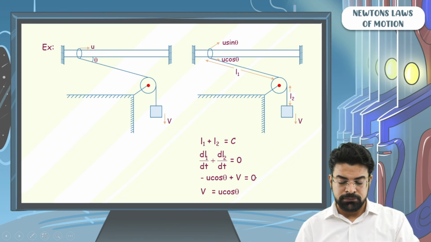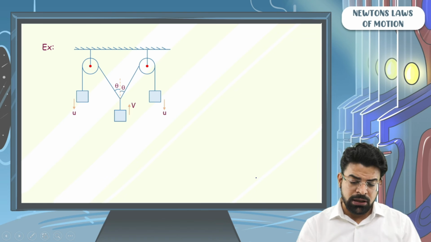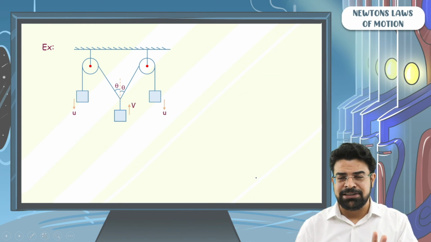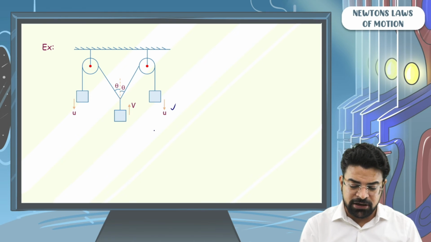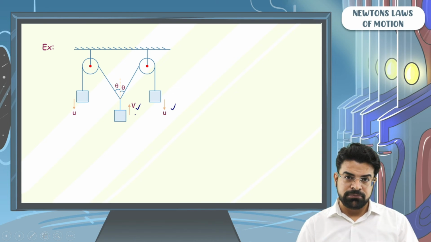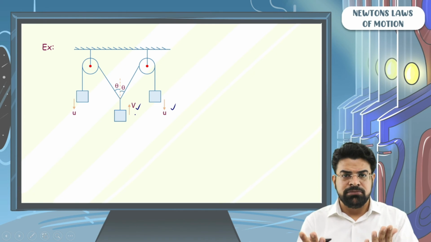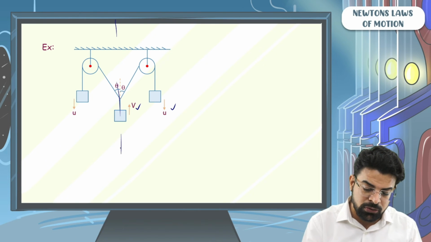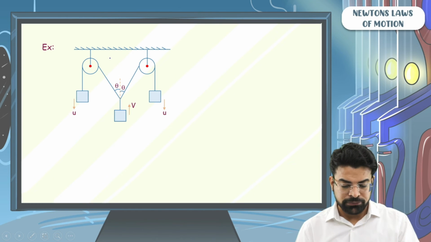The last example on string constraint. Let's say we have this case, and this is a very standard case, and I know that all of you have seen this. Our mission is to find the relationship between u and v. Now you don't need to look at both sides because it's a symmetric system. So just look at one side. Let's look at the right hand side.